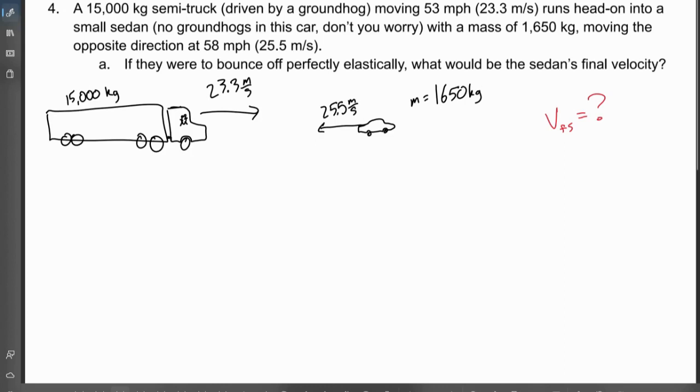Well, do we know either of the final velocities? No, we don't. We don't know v final of the truck either. That's also a question mark. We don't need to know it, but we don't know it. So if we don't know either of them, where do you go? Well, let's go to the spreadsheet.